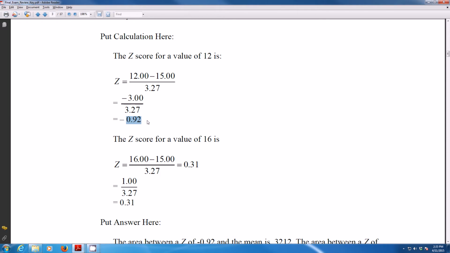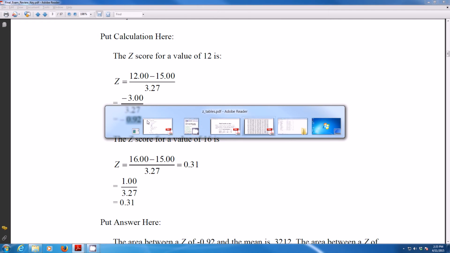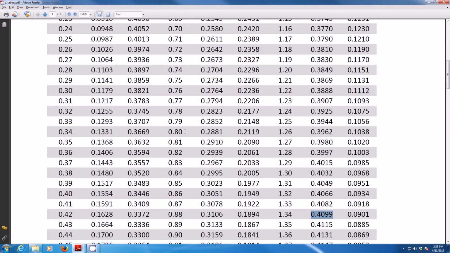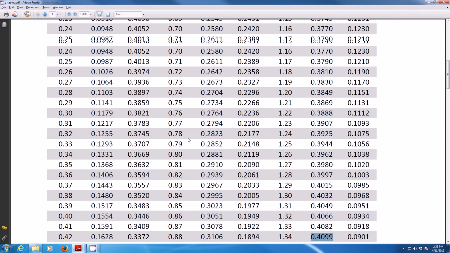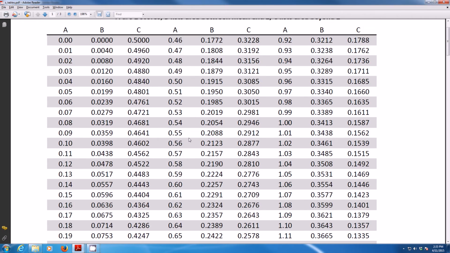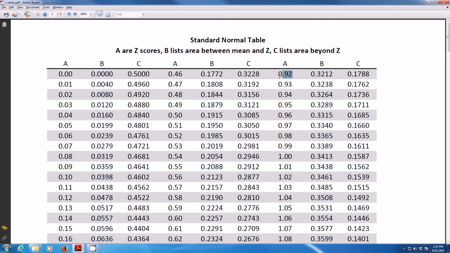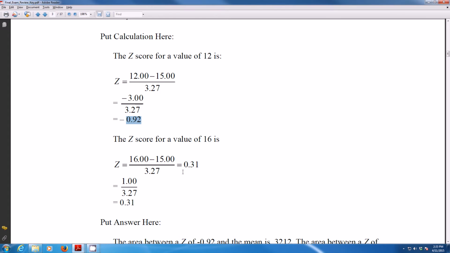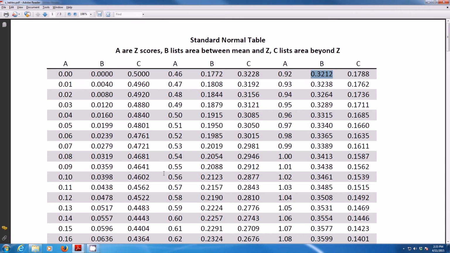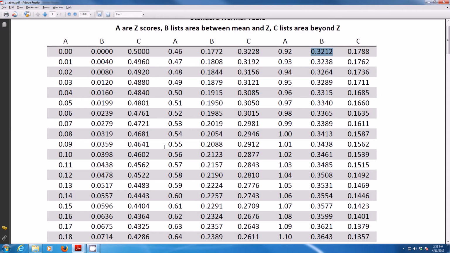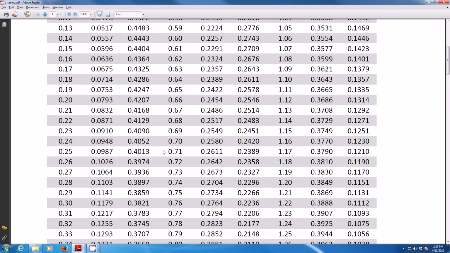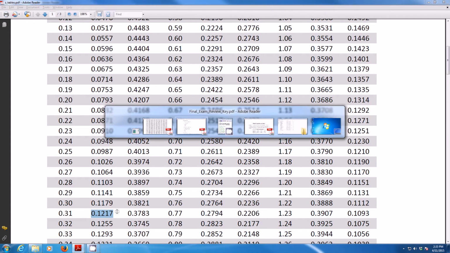I'm going to look up 0.92 in my standard normal table. So that's here in column A. And I'm going to look at the value in column B, which is 0.3212. Next, I'm going to look up 0.31 to find its area. And so 0.31 corresponds to an area between the mean and the z-score of 0.1217.